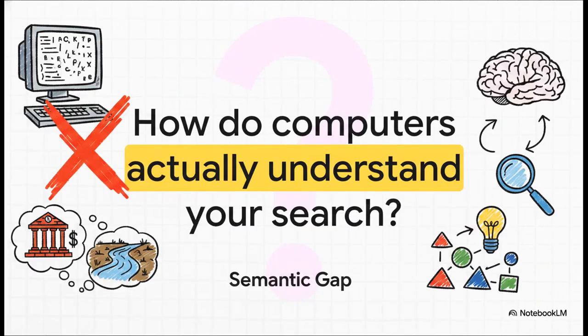To really grasp how this works, we have to introduce the ultimate villain in the history of information retrieval. We call it the semantic gap. This was basically the inherent flaw in early computer systems. Sure, they could rapidly match words on a page, but they had absolutely no idea what those words actually meant. They could find the letters for the word bank, but they couldn't tell if you meant a financial institution or the side of a muddy river.